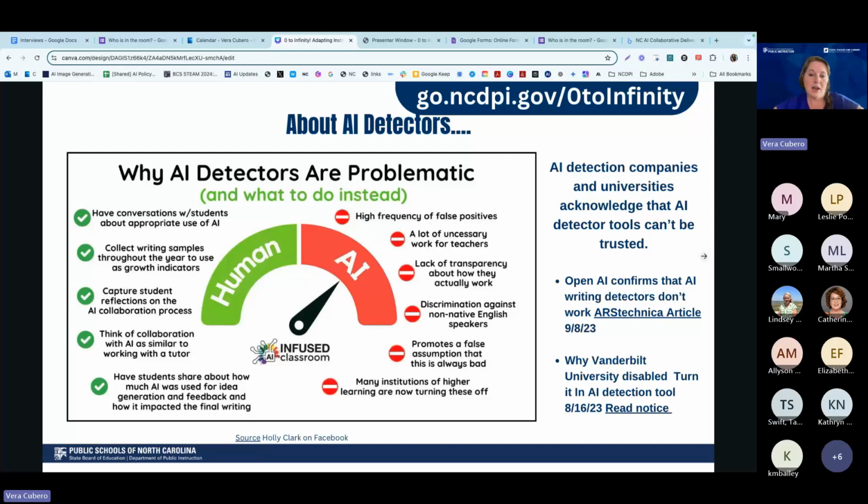And this graphic from Holly Clark has pointed out very succinctly a lot of the concerns with them. One of them there at the top is there is a high frequency of false positives, and they will tell you that it's 95% accurate, or some of them maybe slightly less, but that's not really true. But even if it were, that means that potentially 5 students out of every 100 students is falsely accused of cheating. And since we are dealing with young human beings with fragile feelings and fragile emotions, that's a number that I can't live with.